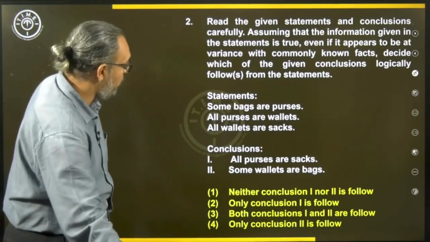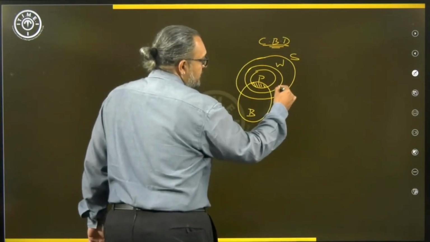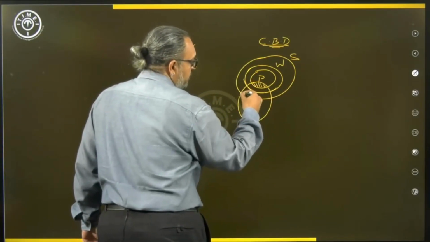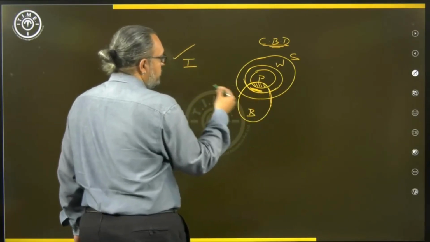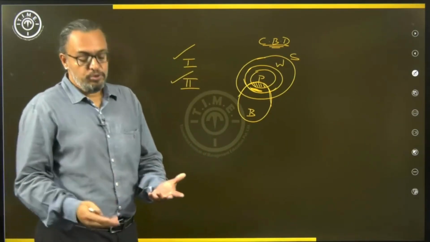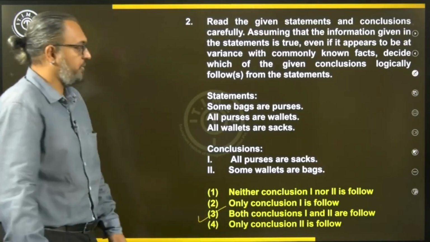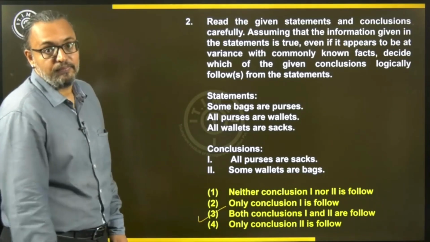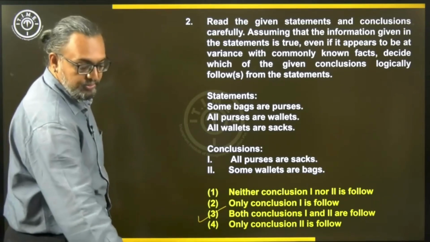Tell me, are some wallets bags here? Correct. See, look at this. This is the wallet circle and this is the bag circle. Are they not overlapping with each other in this region? Yes. So they are, some wallets are bags. So I can say both the conclusions follow. And which option is that? The third option. Both follow. Got it? Okay. Third option.